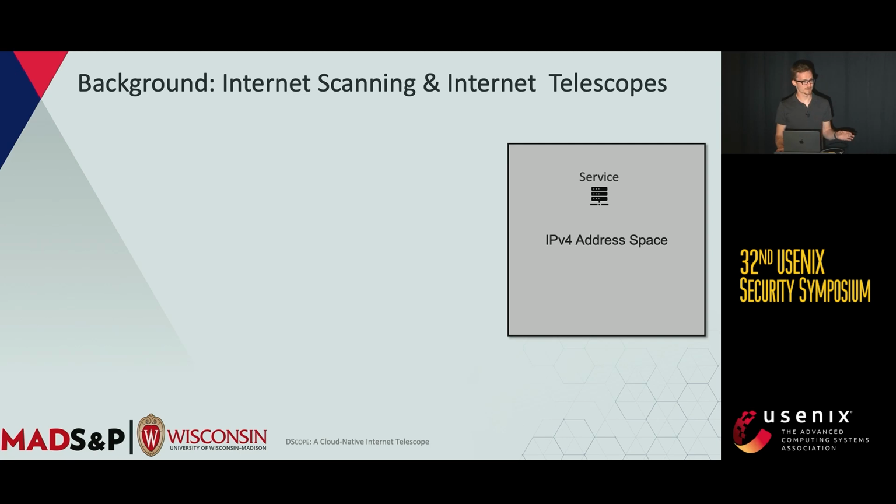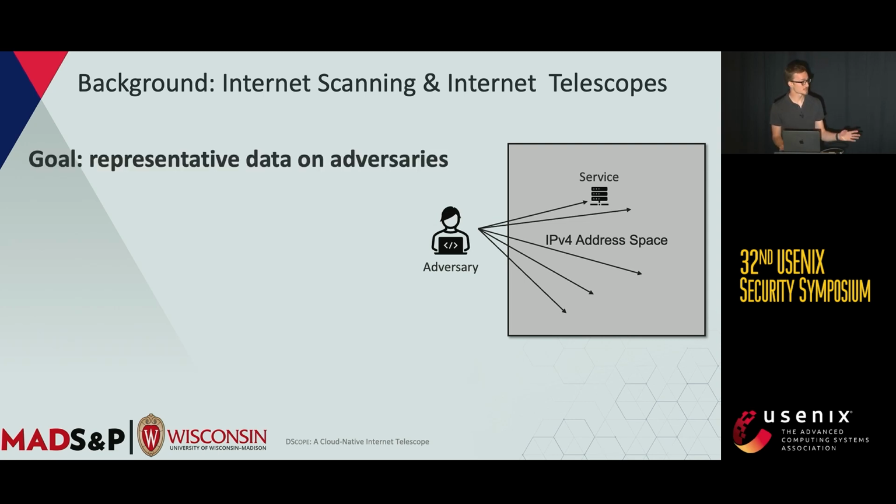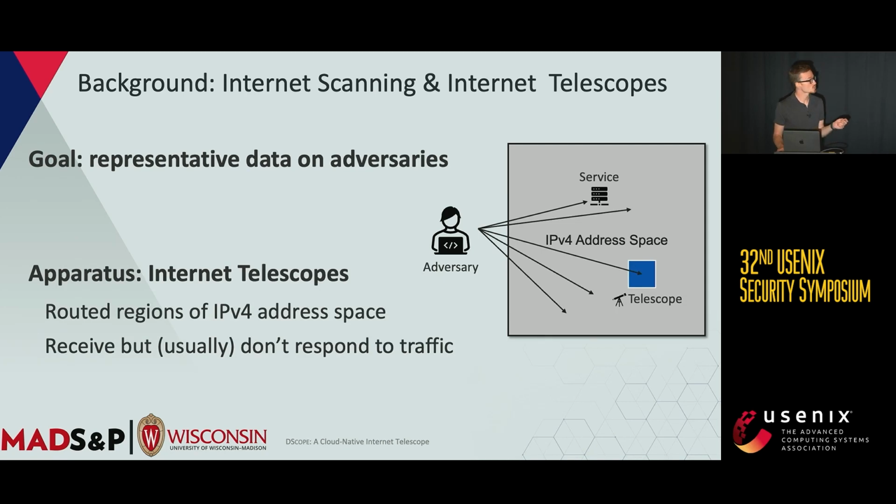Every day, services deployed to the internet are subject to constant attack. Adversaries scan the entire IPv4 address space, ostensibly at random, searching for exploitable services and deploying exploits against those services. In that context, the security community has long looked for representative data on the behavior of these adversaries. And for the past 20 years, a key technique toward achieving this has been the internet telescope.